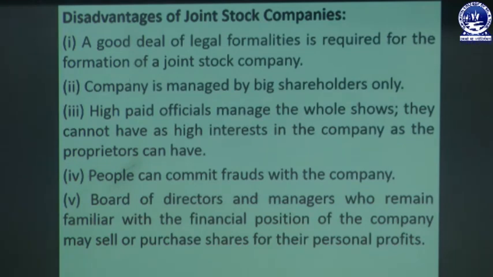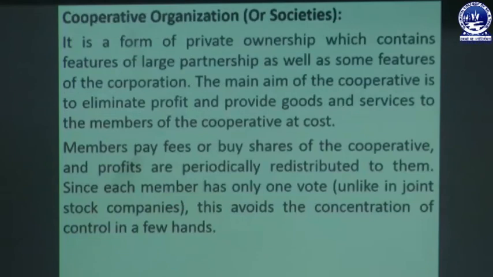The fourth demerit: people can commit frauds with the company. There is a chance of committing fraud in a business activity or with the company. The board of directors as well as managers who are familiar with the financial position of the company may sell or purchase shares for their personal profit. So this is one type of problem that arises in certain cases. Those directors or managers who are more familiar with the financial position of a particular company have the chance to sell or purchase shares only for their personal profit.